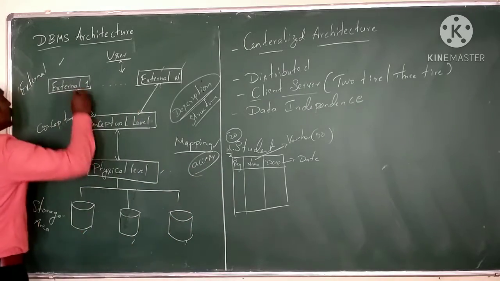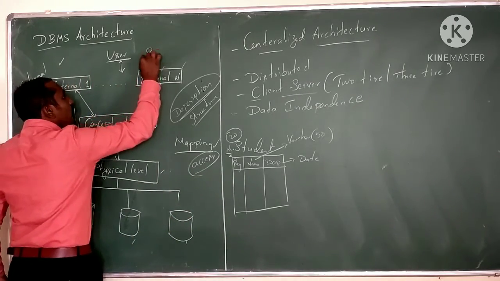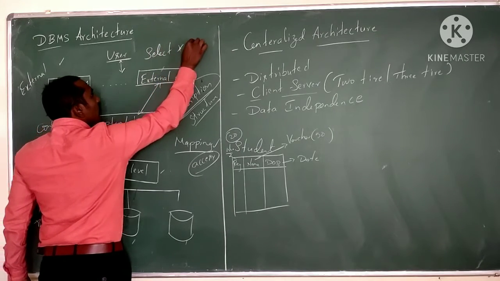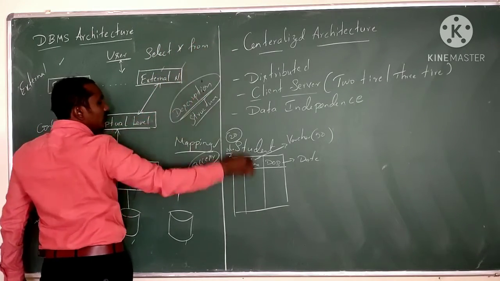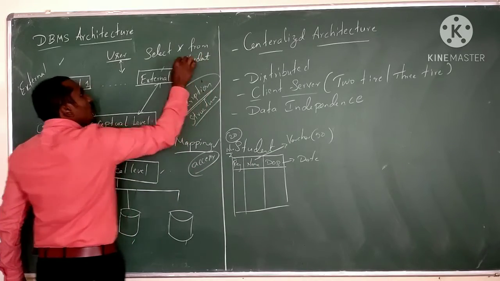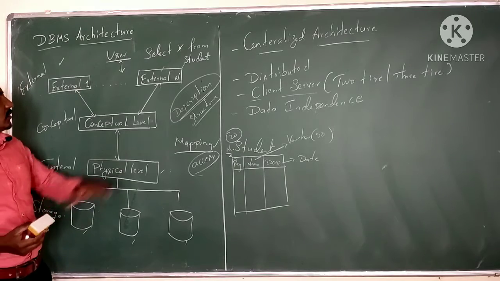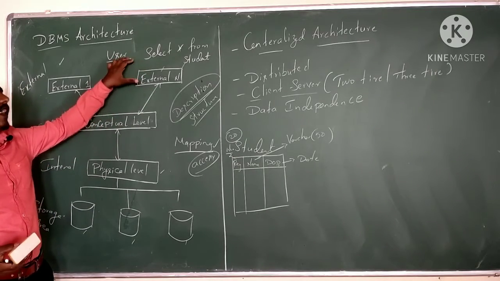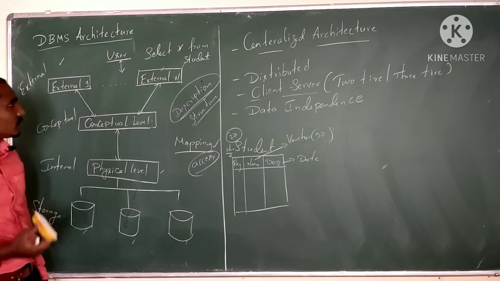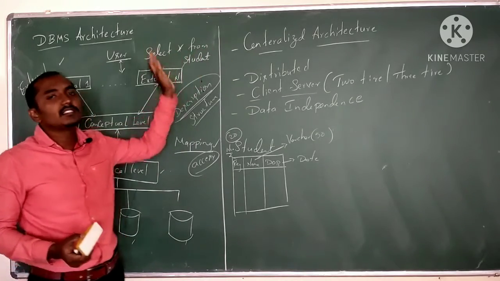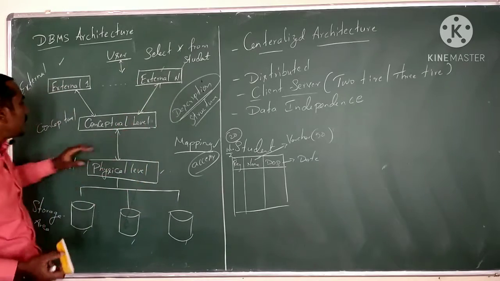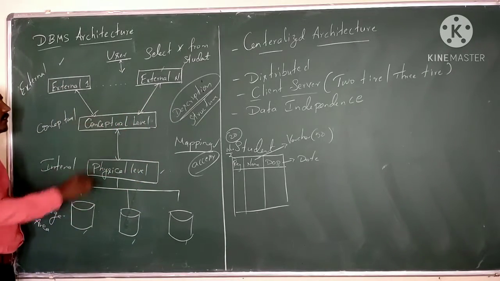So when the user gives a query like select star or asterisk from student, where student is the table name, the external level is what the user accesses. The user gives the information to the software with the help of this external level. Once that is given, it will enter the conceptual level.